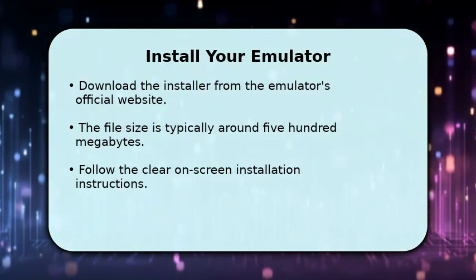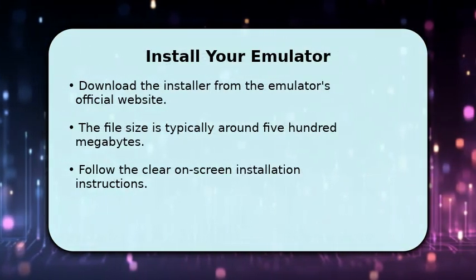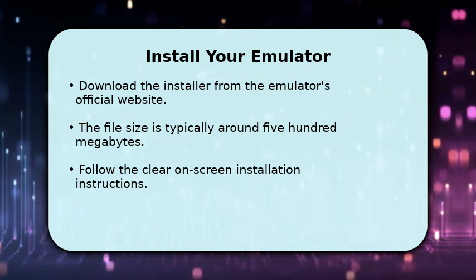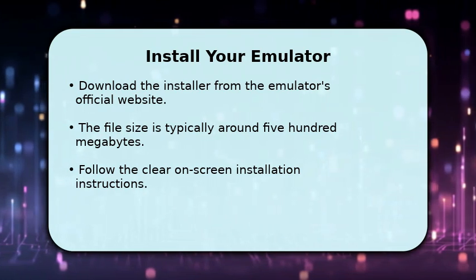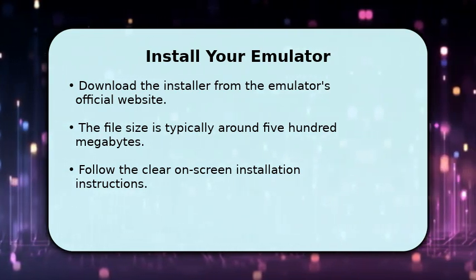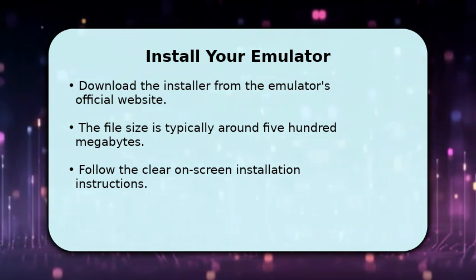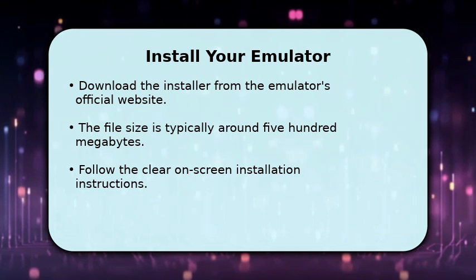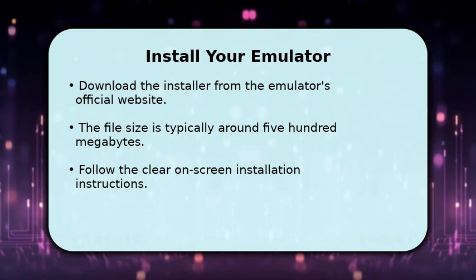of a keyboard. Once you've chosen an emulator, head to its official website to download the installer. The file size is usually around 500 megabytes, so ensure you have enough space. Simply run the downloaded file and follow the straightforward on-screen prompts. The installation process is designed to be user-friendly, guiding you through each step. Sometimes, a quick computer restart is recommended to finalize everything and ensure smooth.